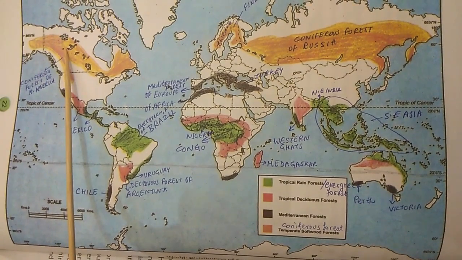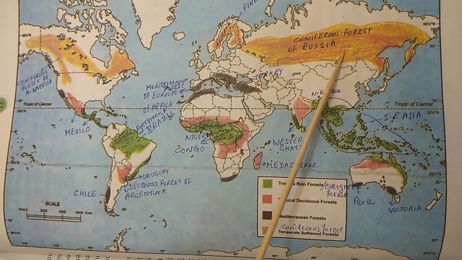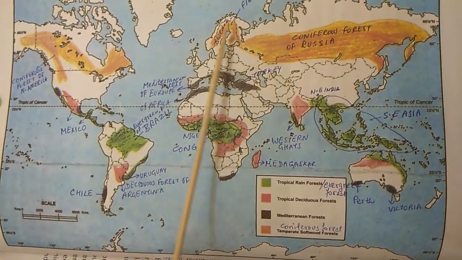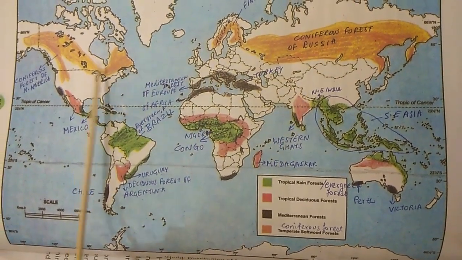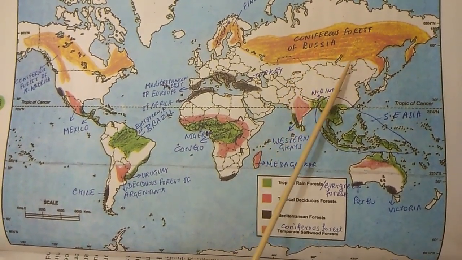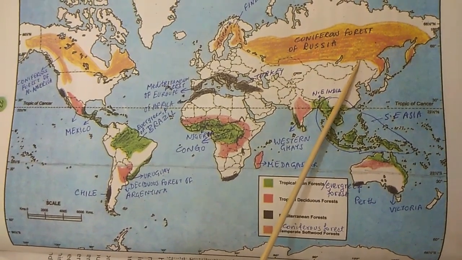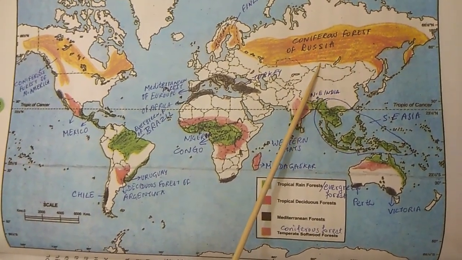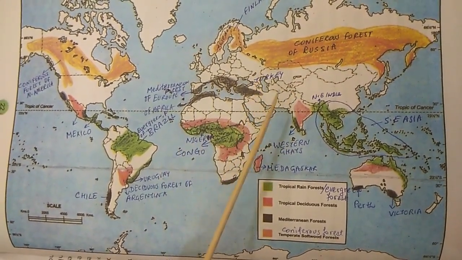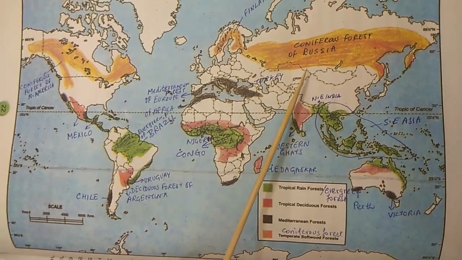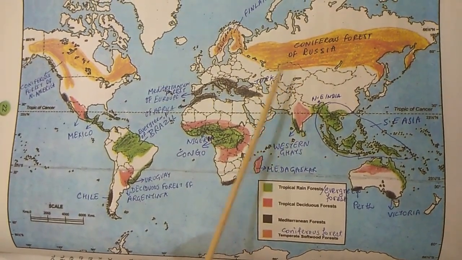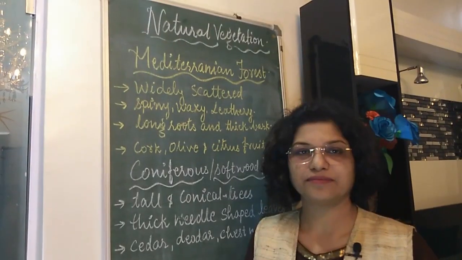So, here the coniferous forest of North America, this coniferous forest of Russia, of Finland and Sweden, and this is the only area where you find this coniferous forest. Coniferous forests are usually found in areas of high altitude where the temperatures are very low. Next, we have to study from the board. I will explain these forests.